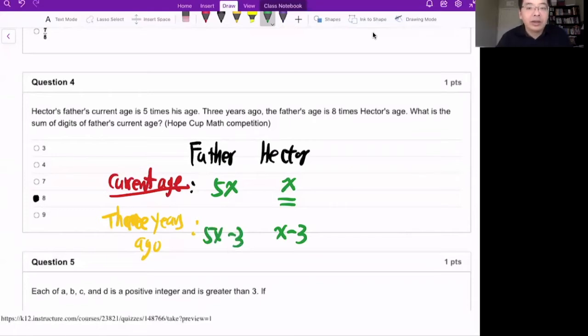Now here, why do I use x to denote Hector's age instead of the father's age? That's because if we use x to denote the father's age, then we have to deal with fractions. If x is the father's age, then Hector's current age will be x divided by 5. We try to avoid fractions if possible, because it's not so convenient to compute things that involve fractions.